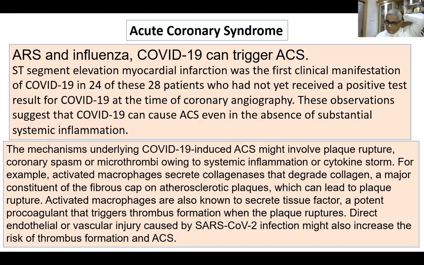This is a group from Boston, from Beth Israel Hospital, and Deepak Bhatt, who is a very close friend of mine from Beth Israel Hospital, Harvard. He presented the data, and then the patients were taken up for angiogram, a very small number of patients. And then they found very advanced atherosclerotic process in combination with systemic inflammation. The mechanism of this is that ACS might cause plaque rupture, coronary spasm, microthrombi, associated with the systemic inflammation and cytokine storm.